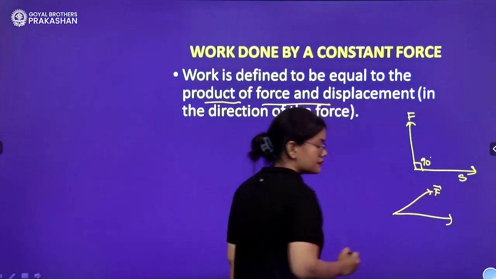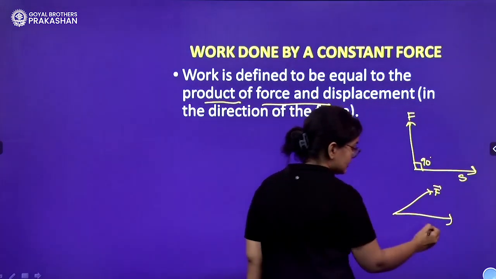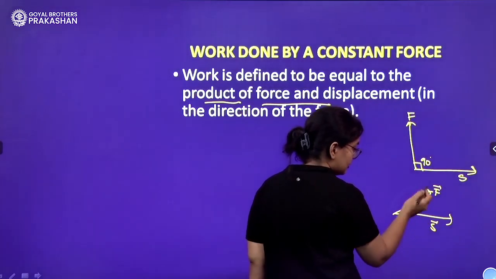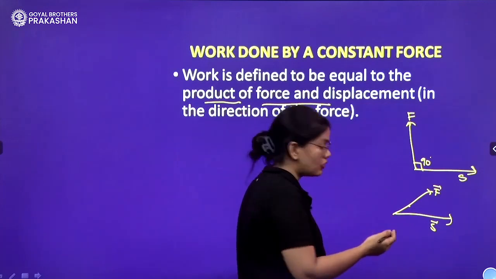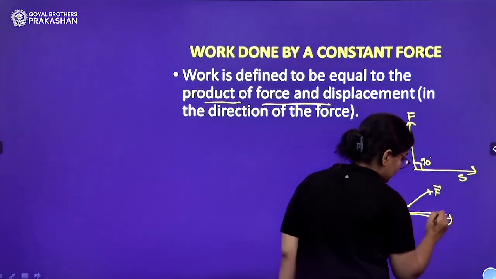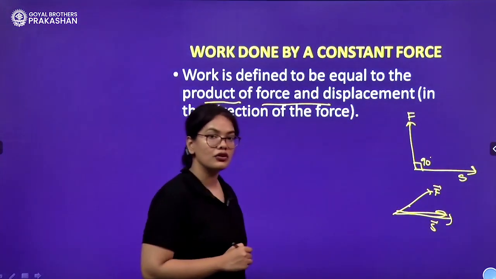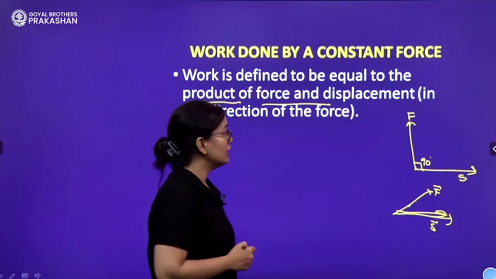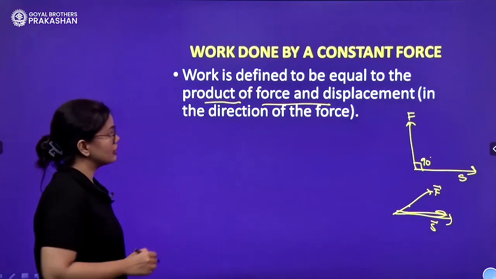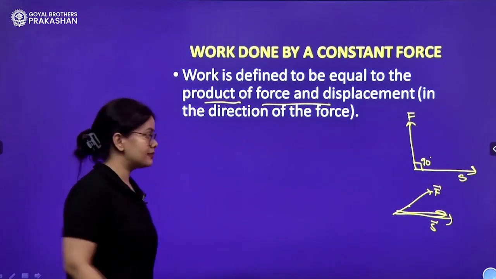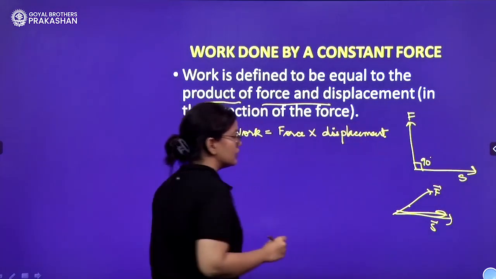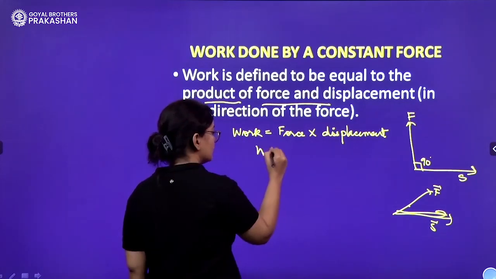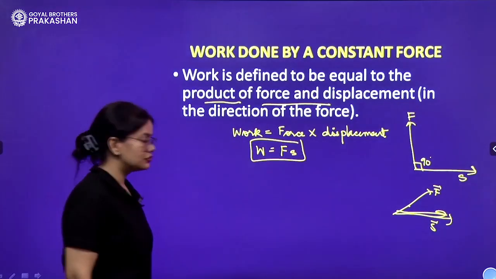Suppose this is force, right, and displacement is in this direction, but if you break this force into components, there is some amount of force which is acting in the direction of displacement. Okay, so our definition is that work is equal to the product of force and displacement. So you can write this, right? And in terms of formula, work is force into displacement.